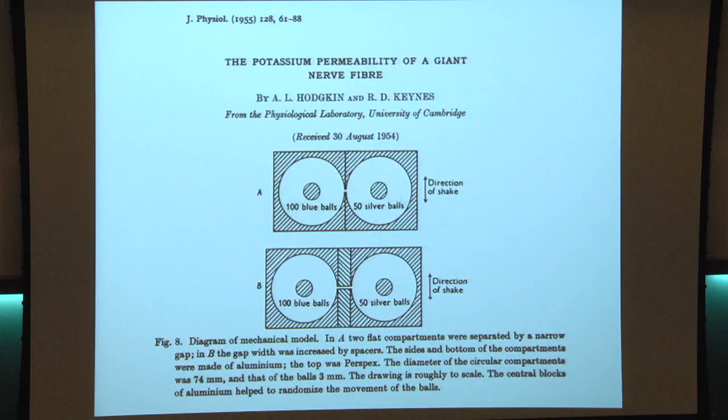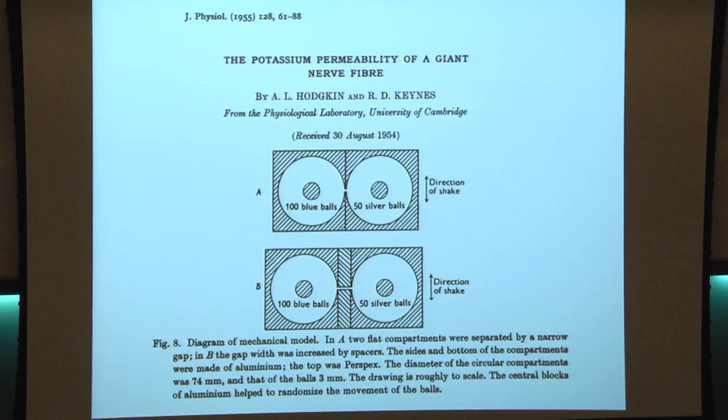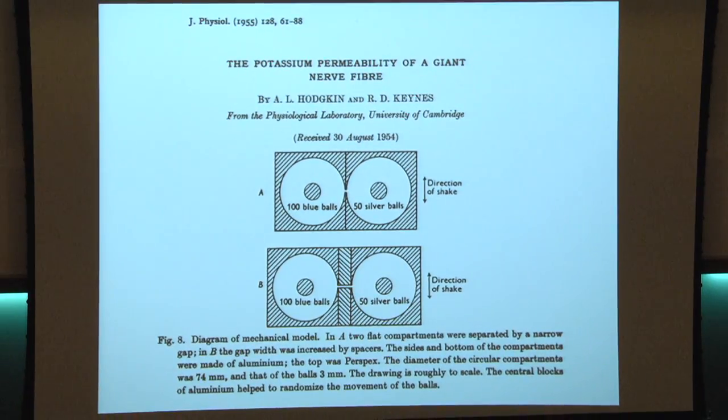So this single file motion, I think this term was first coined by Hodgkin and Keynes, who described potassium ions going through a biological membrane, and they also had a mechanical model for this system. This is the mechanical model. You have some balls connected by a small channel, and you just want to know how many particles are going through this channel. Let me not go into this one.